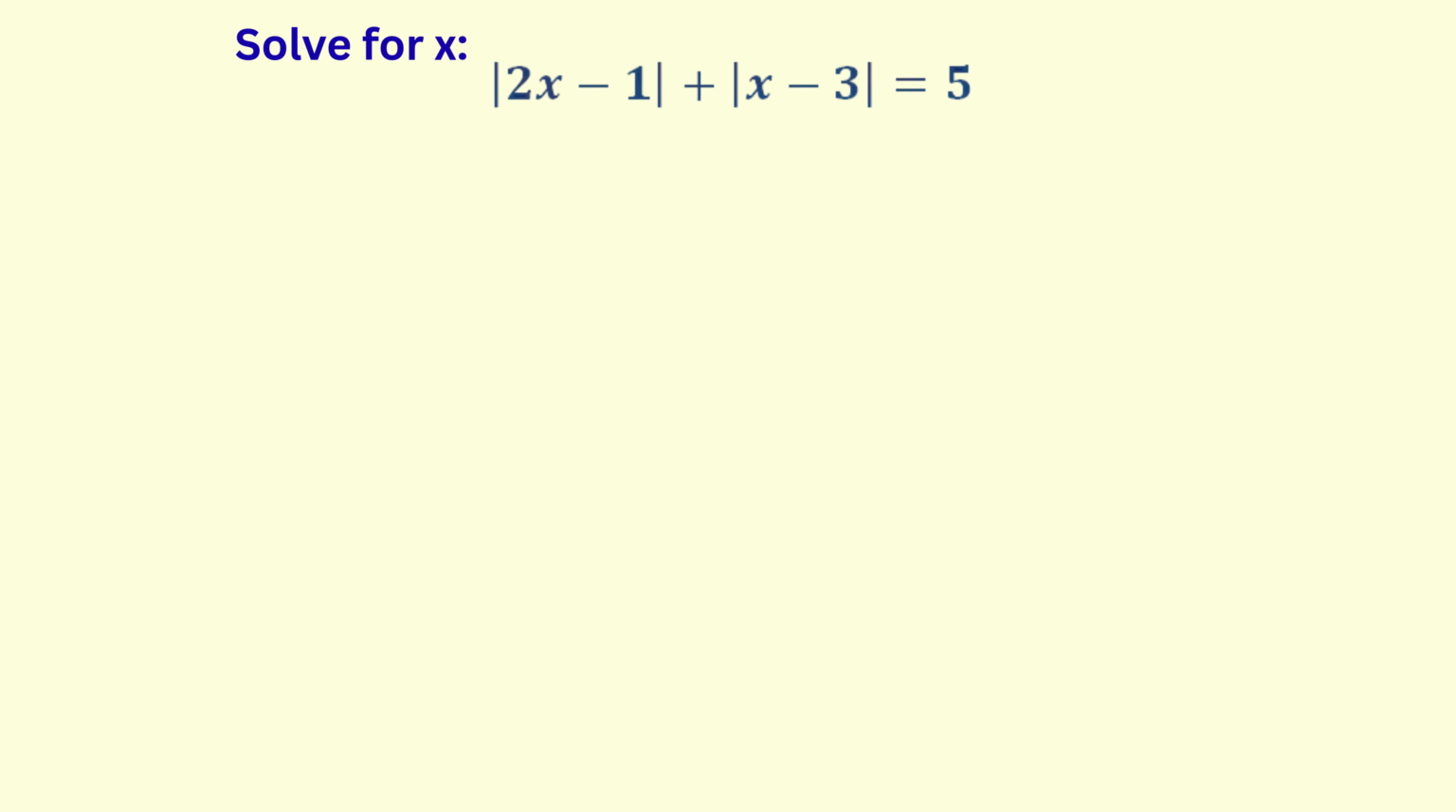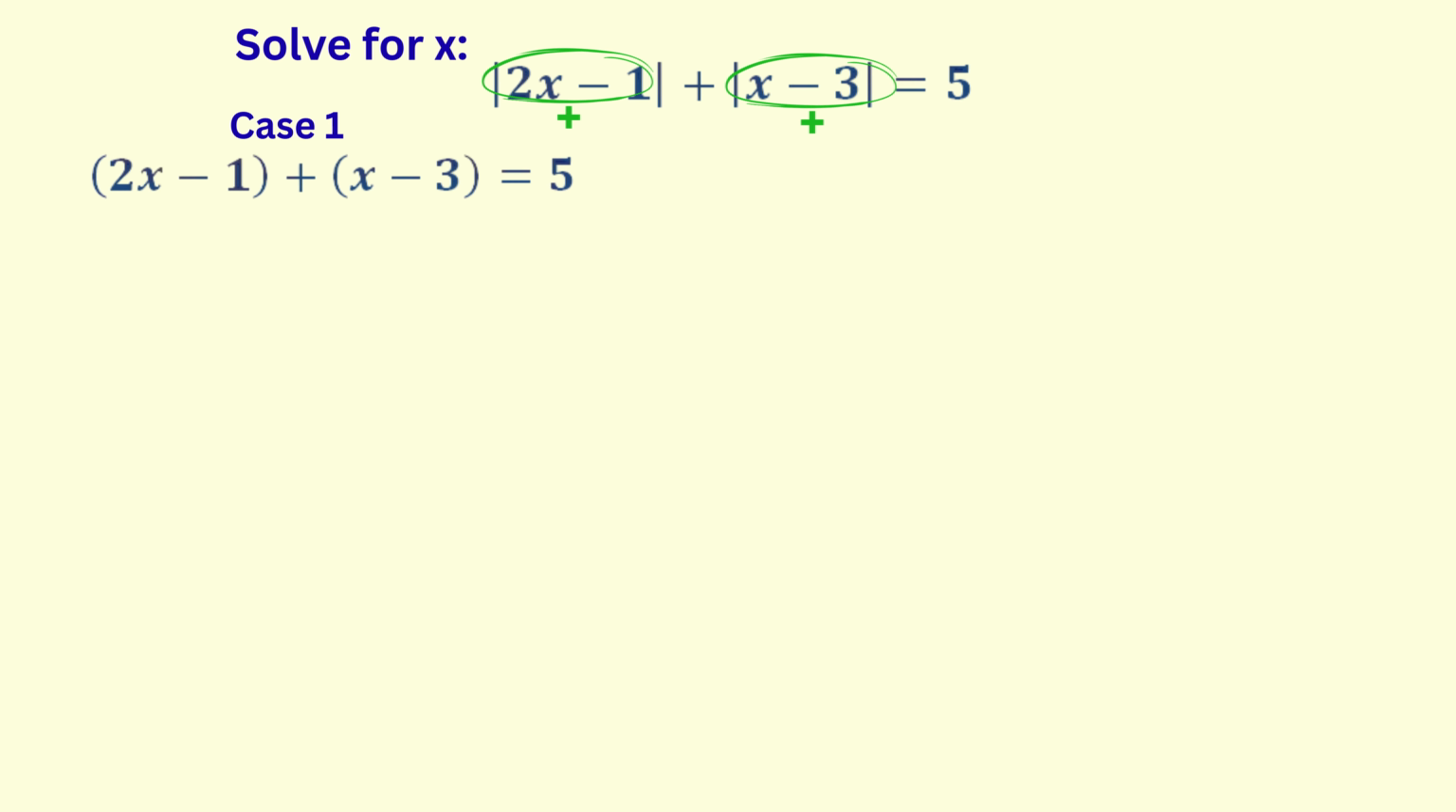Let's try a final equation. Notice that this equation has 2 absolute value terms. Now remember that the expression inside the absolute value bars can either be positive or negative. So we'll need to consider all the different possibilities.